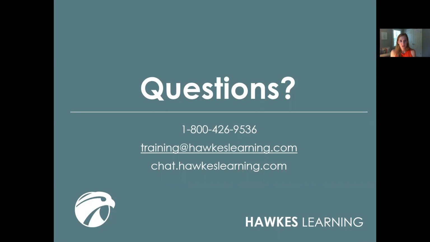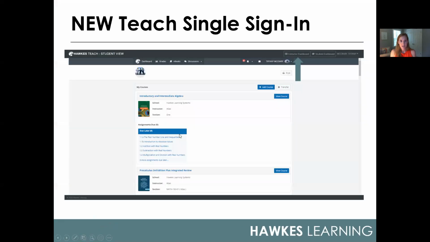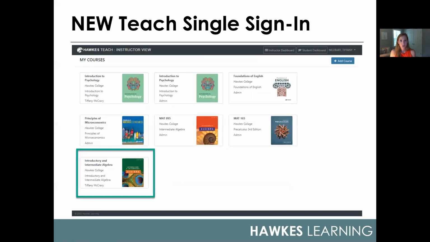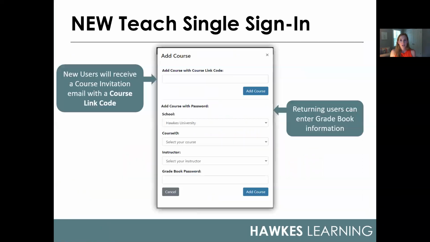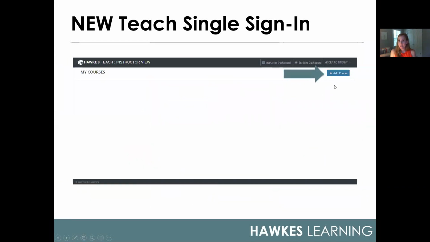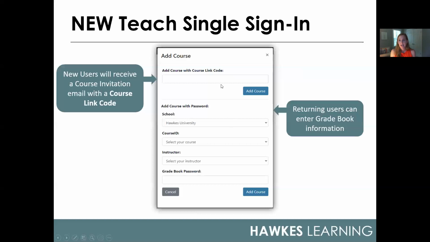So I'm actually going to navigate backwards in this slideshow a couple of slides to show you what I'm referring to there. When you first log into Teach, you select add course, and this is how you add those direct gradebook links to your dashboard. And if you are adding it using the course ID and gradebook password method, that's the only time you have to use the gradebook password.